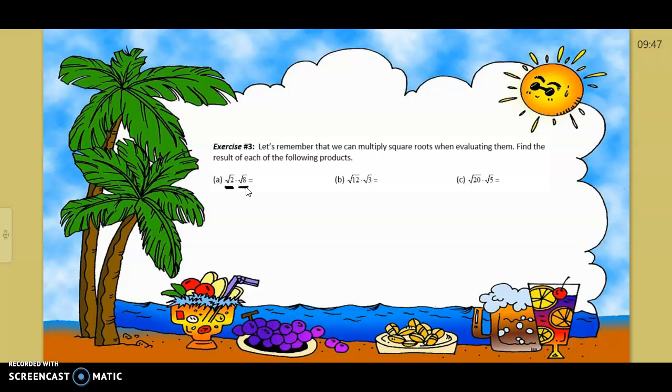But we can multiply them together first, and we'd get 16. Okay?